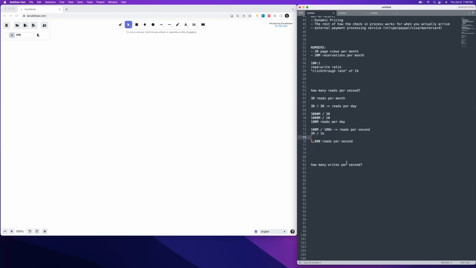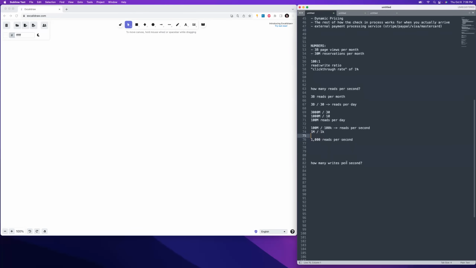That's fairly high. How many writes per second? So we have a 100-to-1 ratio, so you can just do the math. It's going to come out to about 10 writes per second. You can go ahead and walk through all of it anyways. 30 million per month. So we have 30 million divided by 30 days a month. That's 1 million writes, 1 million reservations per day. 1 million divided by 100,000 seconds in a day. It's going to come out to 10. So the other resources had this number coming out to around 3 or 4.